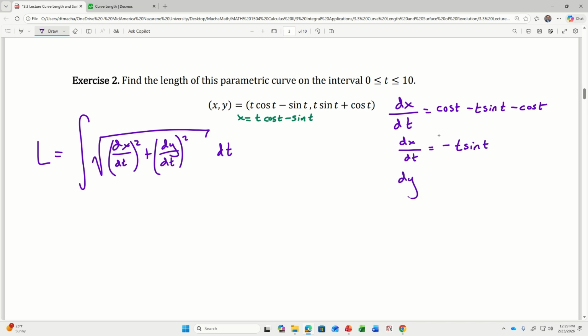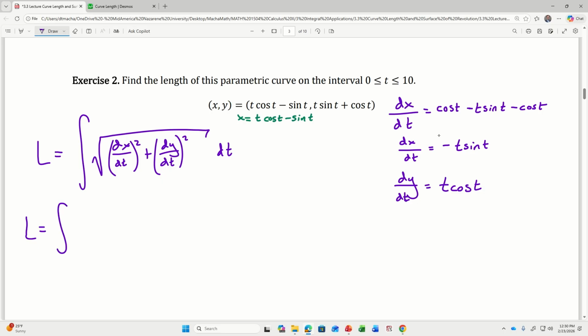Okay, dy/dt is also a case where I have the product rule for t sine of t. That's going to be sine of t plus t cosine t. And then I have to take the derivative of cosine t, which is going to be negative sine of t. So here, the derivative will be t cosine t. And now I have to square these, add them up, take the square root, take the integral, everything you see in the formula here.